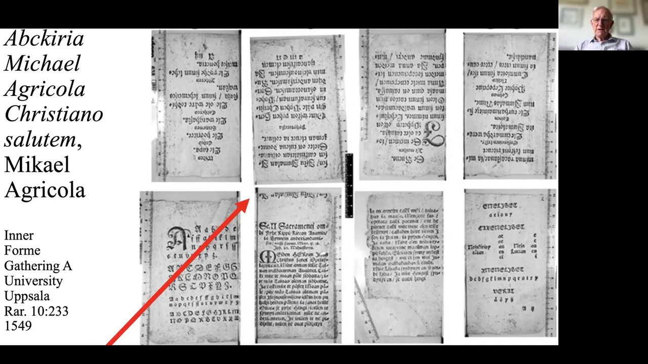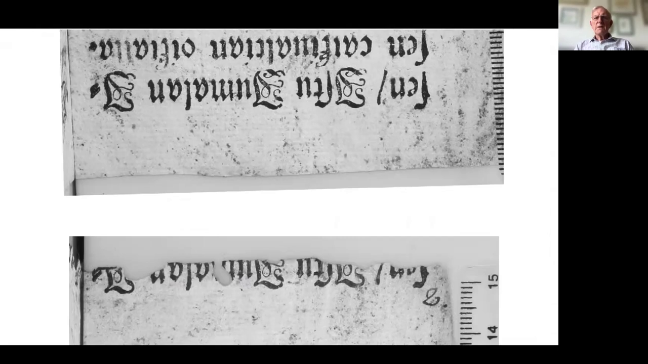Now, this indicates that that book is actually made up of two books. And you can see from the upper portion there, the writing is the same as the lower portion, which proves that that gathering cannot have been made from one sheet of paper, but must have been made from two.